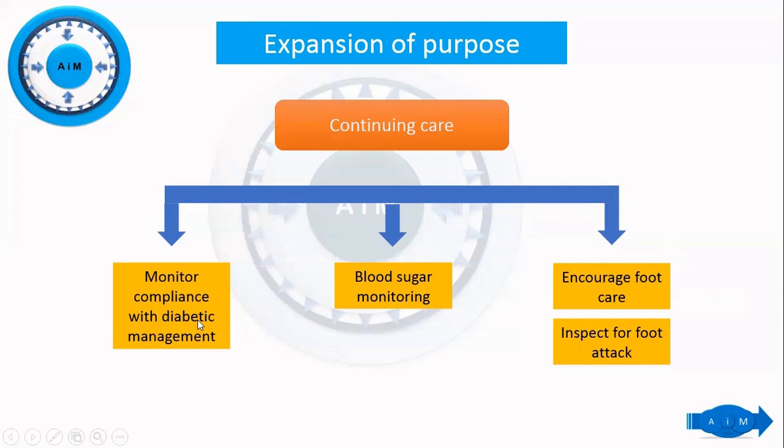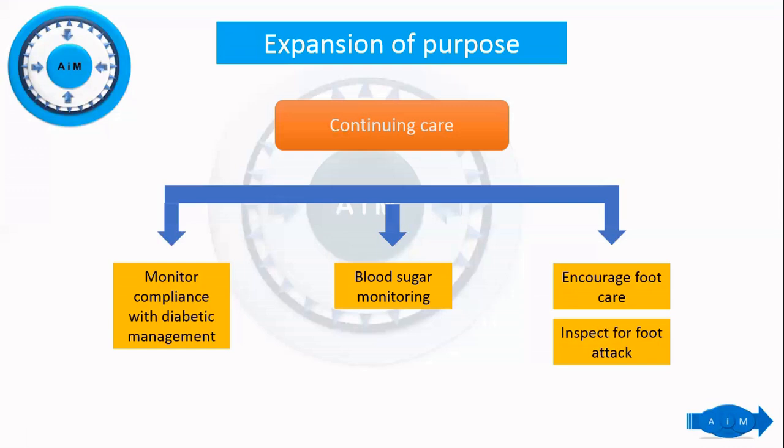Then blood sugar monitoring thrice daily, that is one of the continuing care we require, and encouraging foot care and inspecting the foot for foot ulcers. These few things have to be done by the reader, and this is called continuing care in this particular case. Again, we are not discussing the definition of continuing care, rather we are thinking what continuing care we have to request from the reader for this particular patient. This is what it is. So we just have to know all these things before we start writing a letter.